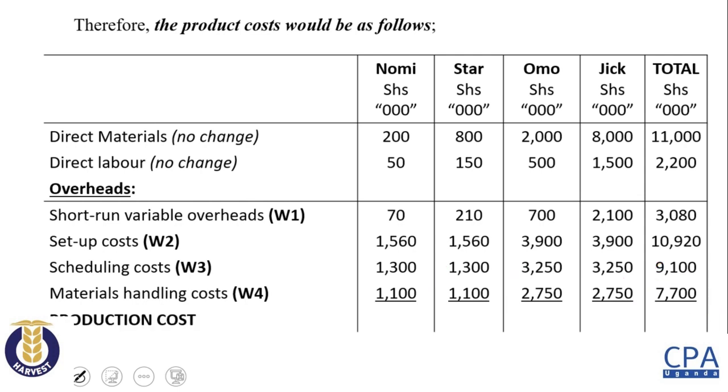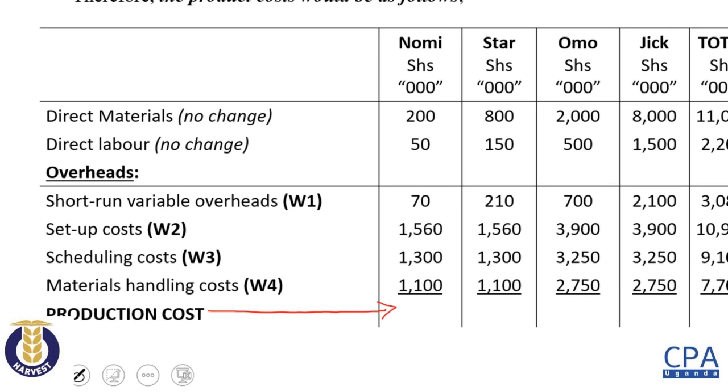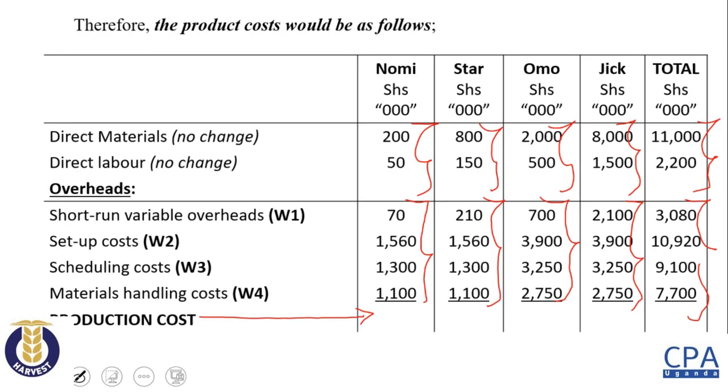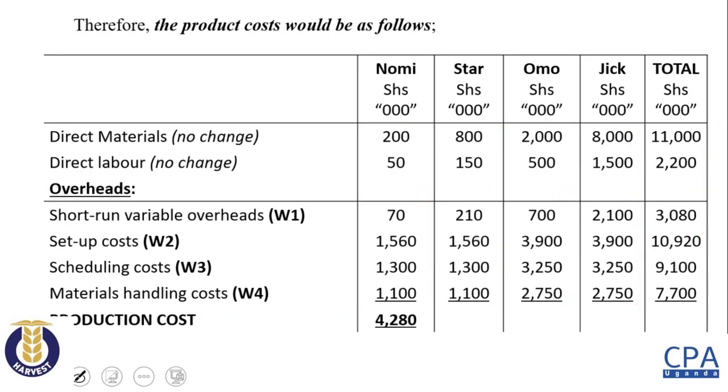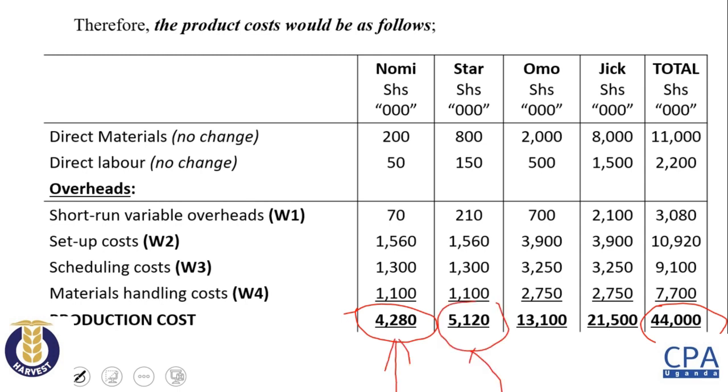So next, we determine the production cost. You can work this one out. Your calculator should be giving you 4,280,000 for Nomi, 5,120,000 for Star, 13,100,000 for Omo, and 21,500,000 for Jig. All in all, as we did before in part A, we had a total of 44 million right there. So we proceed, because this is for all the products in total. For Nomi, this is for 10 units. For Star, this is again for 10, and this is for 100 units for both Omo and Jig.